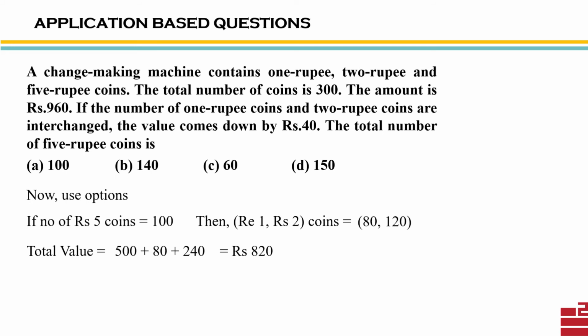Let's check with option B. In that case, the number of 5 rupee coins is 140. So the 1 rupee and 2 rupee coins will be 60 and 100, so that the total number of coins remains 300. And then the total value comes out to be 960 rupees, which matches the data. So in this manner, we can cut short the long process which would have been required if I went by the conventional approach. In this case also, once again, we see that using options is the best strategy.